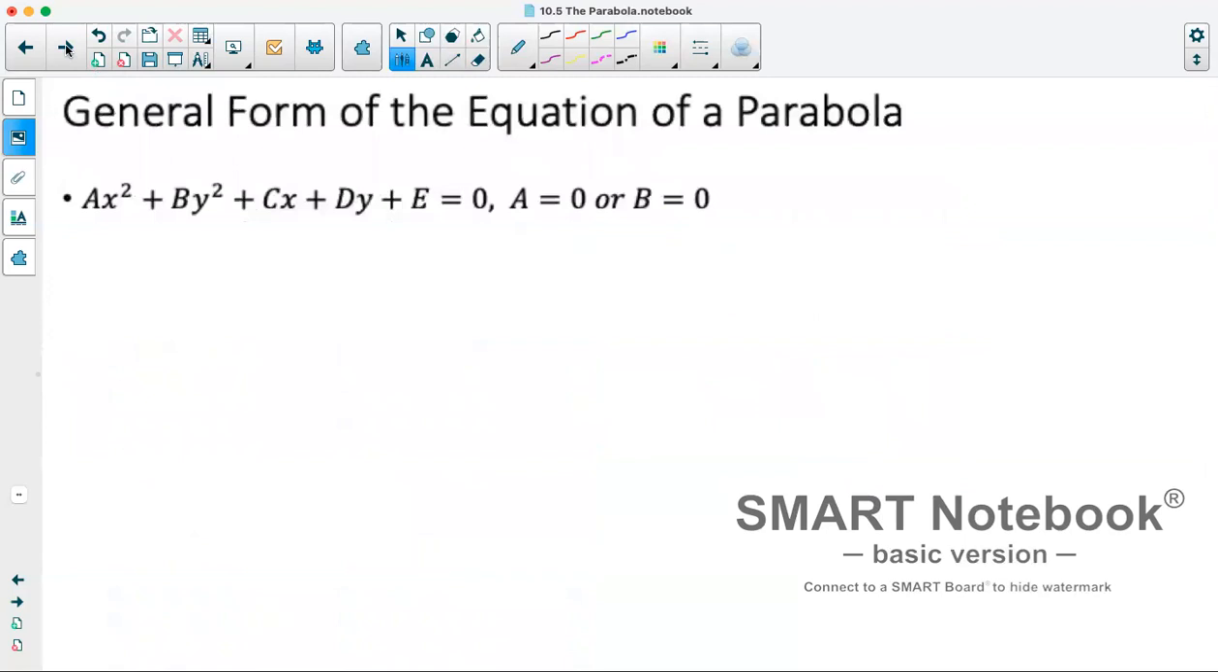Okay, so our general form of the equation of a parabola is ax squared plus by squared plus cx plus dy plus e equals 0. However, we need a to equal 0 or b to equal 0 because we can only have one squared term. Otherwise, we will end up with a circle, ellipse, or a hyperbola.